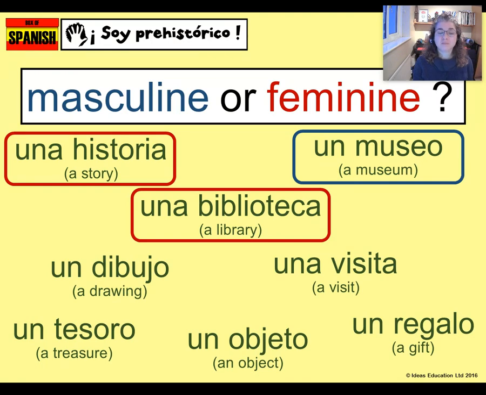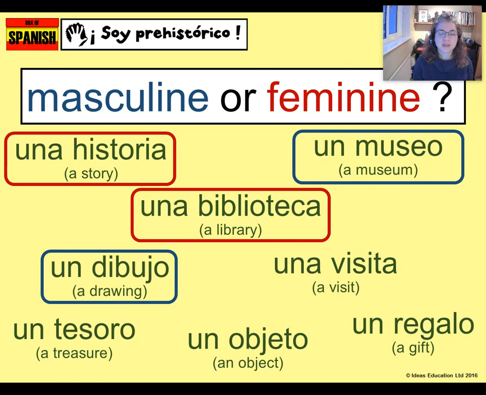The next one is un dibujo. Un dibujo. That's the word for a drawing. Is that masculine or feminine, do you think? Let's see if you're right. It's masculine because it has un and then it has an o on the end.